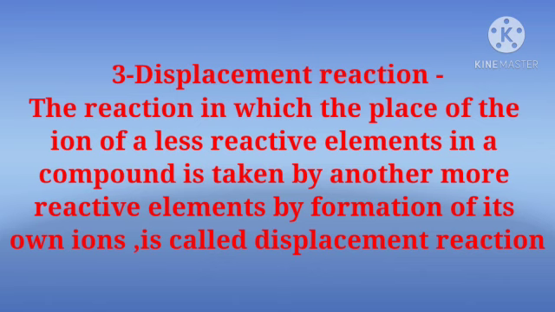Now let us see the third type of chemical reaction, called displacement reaction. All of you see its definition. The reaction in which the place of the ion of a less reactive element in a compound is taken by another, more reactive element by formation of its own ions is called displacement reaction. In other words, we can say that a highly reactive metal displaces a less reactive metal, or a highly reactive element displaces a less reactive element.